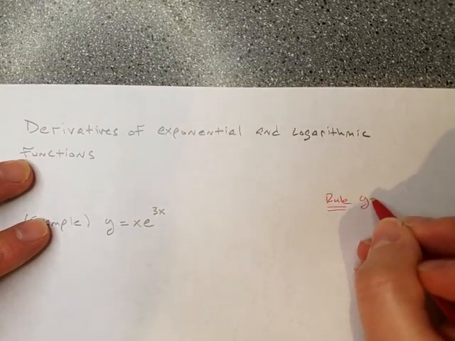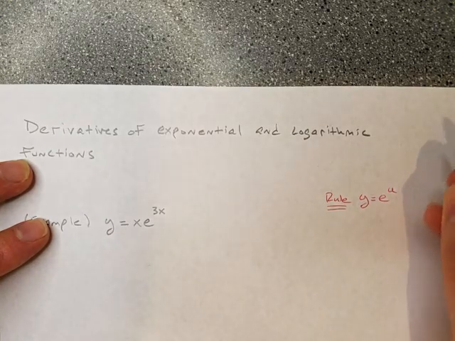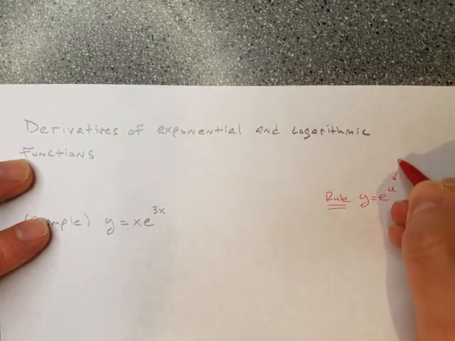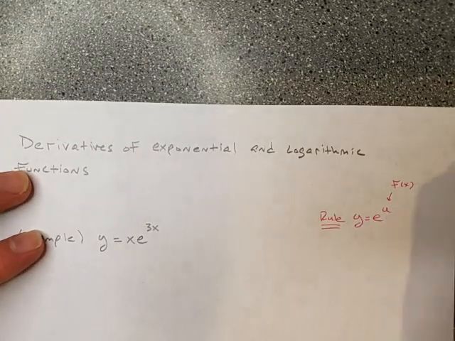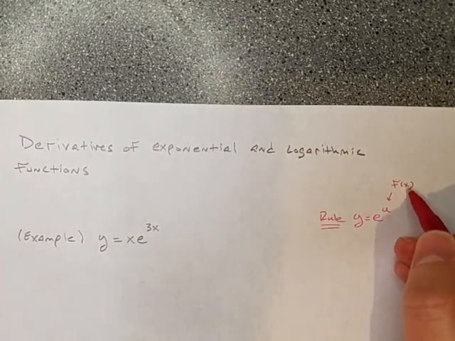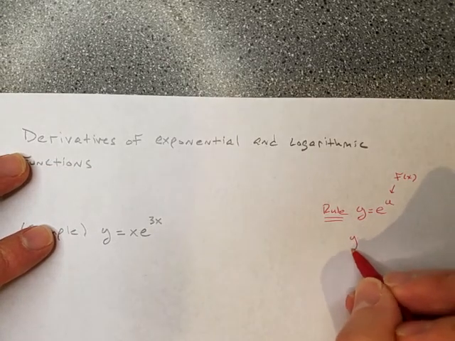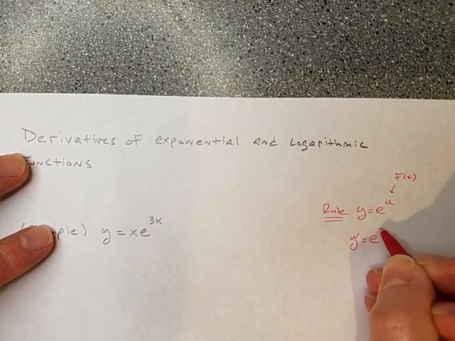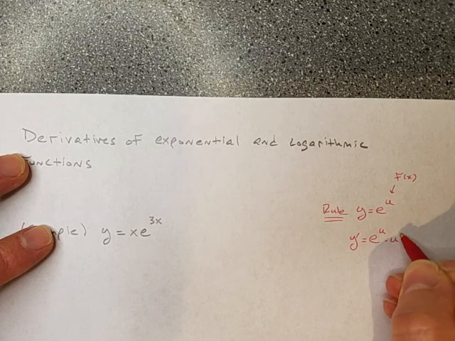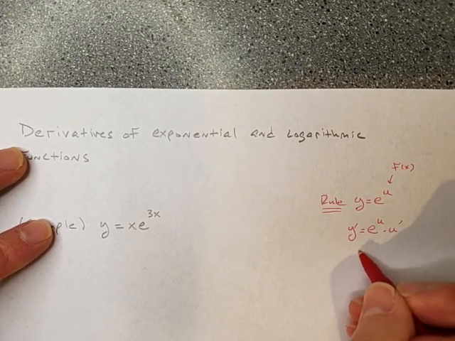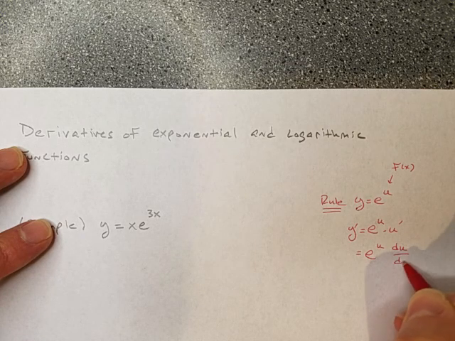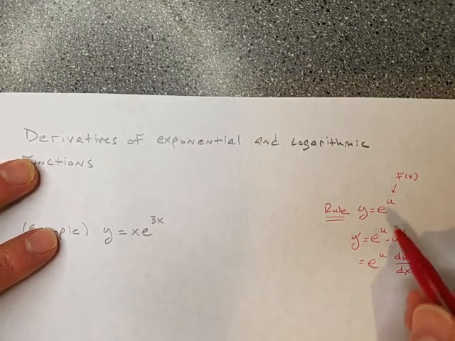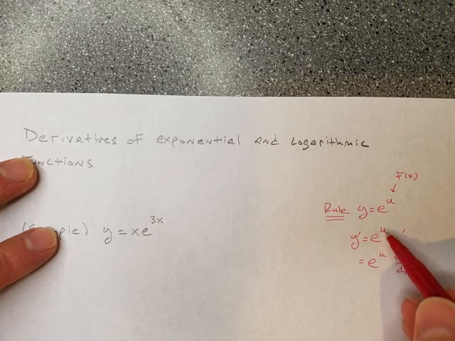Say that y is e to the u power. And I hope by now you know that anytime we say u in a rule, we mean that u is some function of, say, the variable x. y prime is going to be e to the u power times u prime. Or you might see it in different places like this. They mean the same thing. The derivative of e to the u power is e to the u power times the derivative of u.